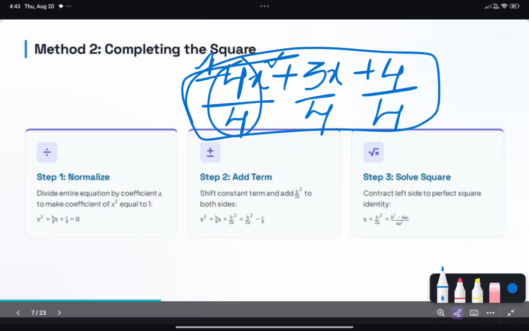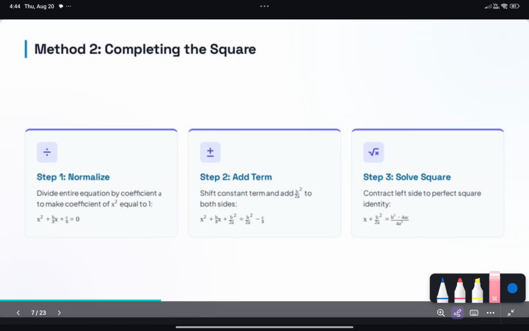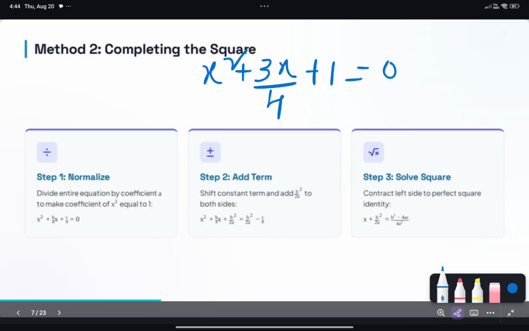See, here the x square plus 3x by 4 plus 4 by 4, which means 1 only, is equal to 0. What is the second step? Shift the constant term. This is a constant term or not? We shift it, it becomes a minus 1.